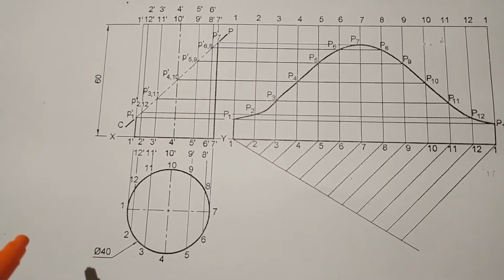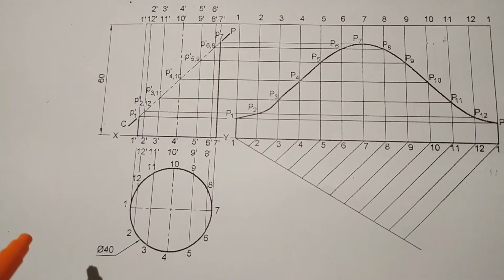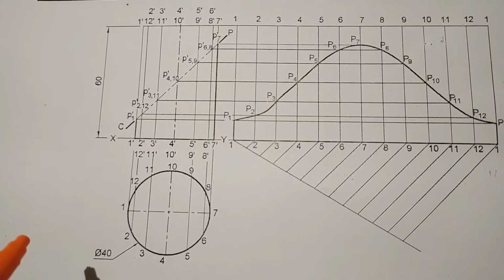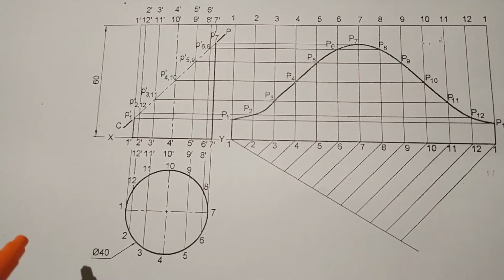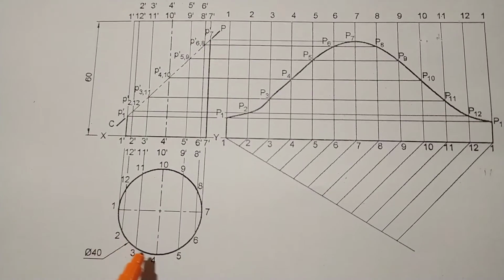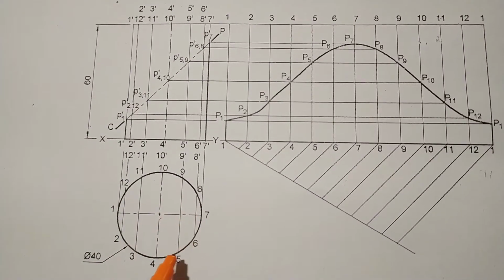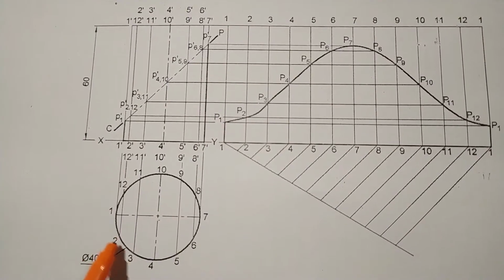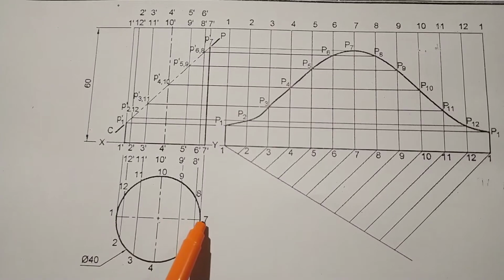Now the first sentence: the cylinder is resting on its base on HP, so its axis is perpendicular to HP and parallel to VP. So the top view is a circle, which I have shown here, of diameter 40 mm. This is the center. Draw a circle taking a radius of 20 mm in a compass. Divide the circle into 12 equal parts.